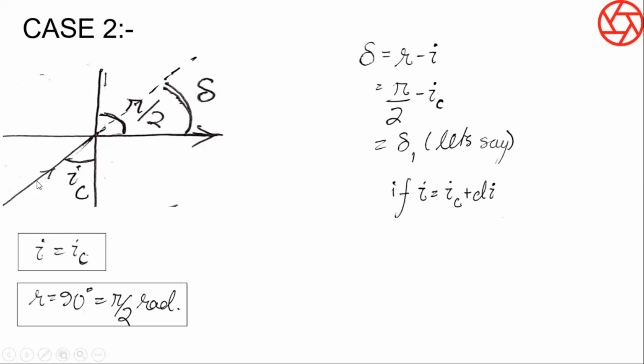Now if I increase the angle of incidence a little bit, like angle of incidence is equal to critical angle plus di, an element di, then it will lead to total internal reflection. As you know, an angle a little bit more than the critical angle will lead to total internal reflection.